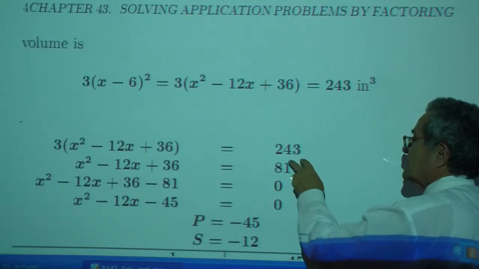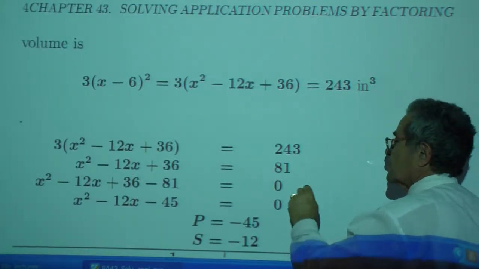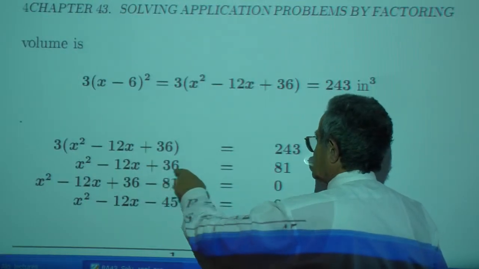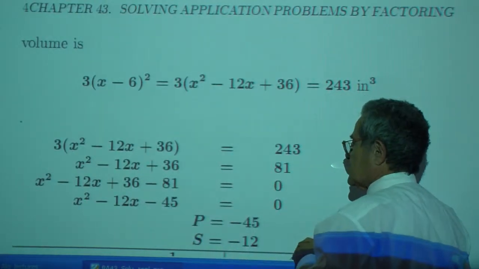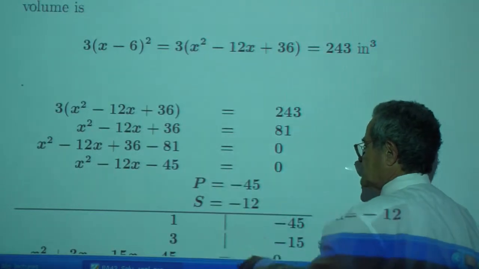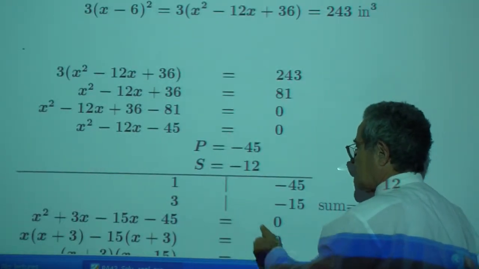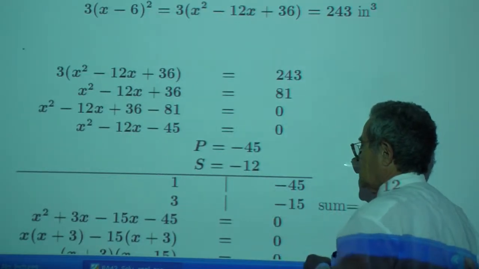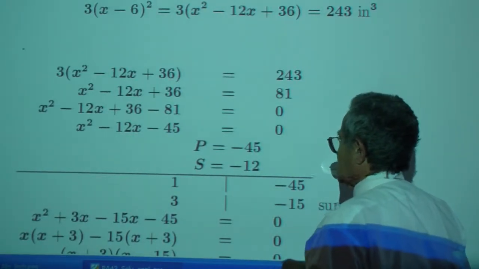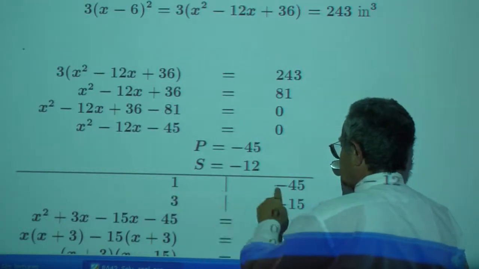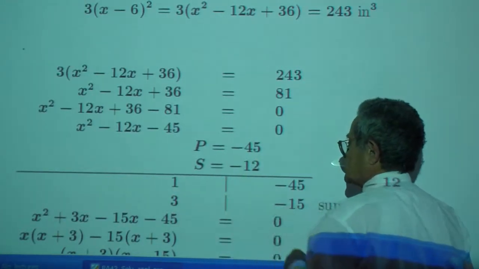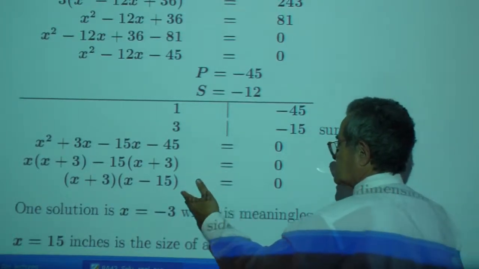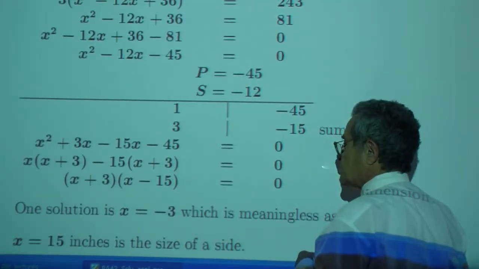So divide by 3 and expand. You get x squared minus 12x plus 36, which is 81. Crank this through, go through my product sum method. The sign of the large number is the sign of the sum, and the other number must be positive. A negative number times a positive number is a negative product. And x plus 3 times x minus 15 is 0.